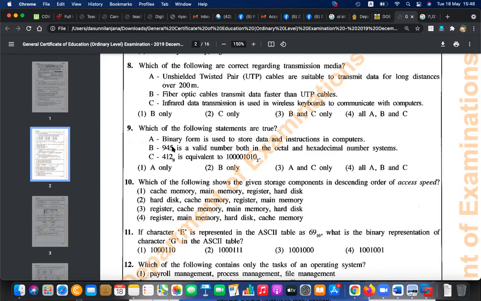In octal number system, 0 to 7. So is 9 valid or not valid? If octals are for 0 to 7, then is 9 a valid digit or not valid? Are you getting my question correctly?